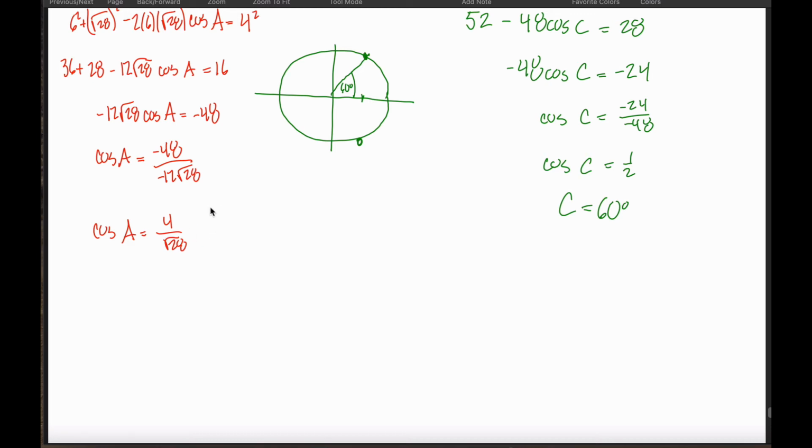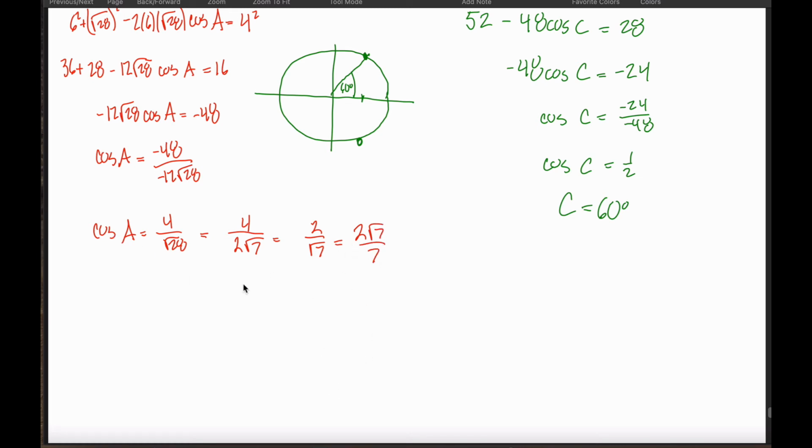You can either do that by multiplying the top and the bottom by the square root of 28 right now, or you could recognize that the square root of 28 is the square root of 4 times the square root of 7, and the square root of 4 is just 2. So the square root of 28 is just 2 times the square root of 7, and you could then cancel out the 2 and the 4 to get 2 divided by the square root of 7, which might be a little bit easier to rationalize. You get 2 root 7 over 7 is what the cosine of A is equal to.